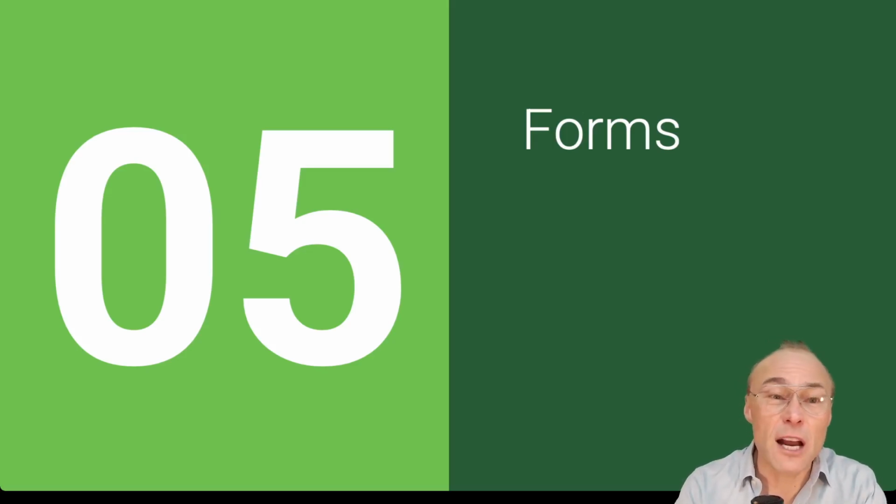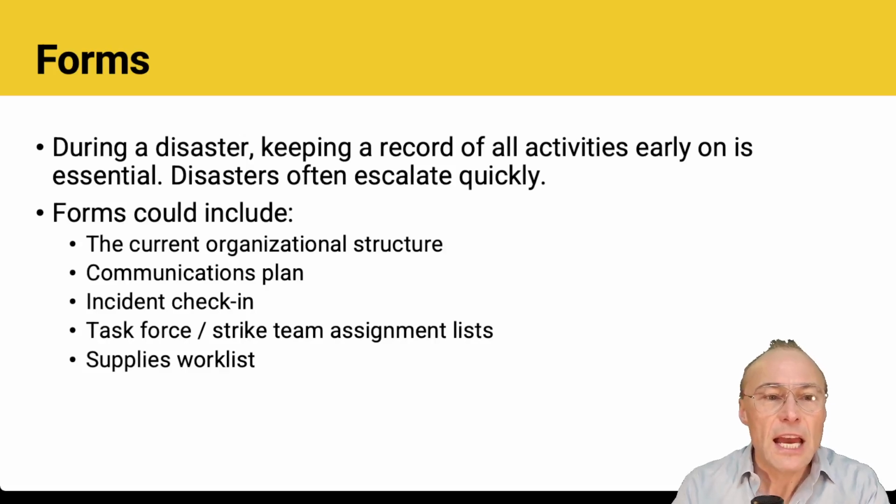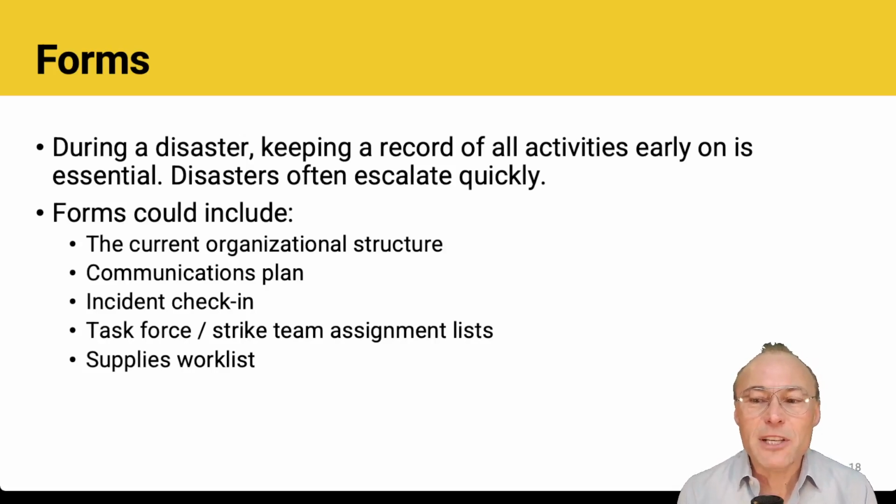Number 5, a group of forms are vital to your disaster plan. During a disaster, keeping a record of all the activities early on is absolutely essential because disasters often escalate very quickly. In particular, one of the things we see get missed is when a large number of volunteers arrive.